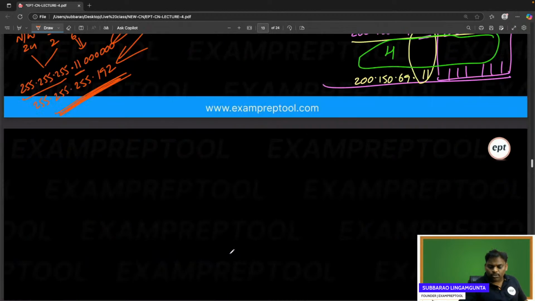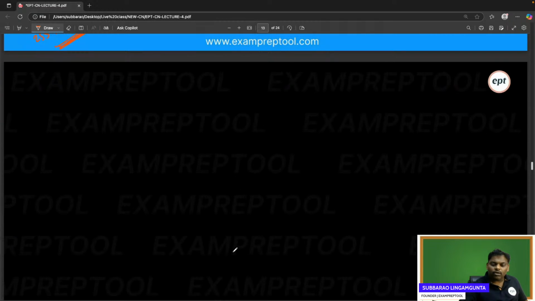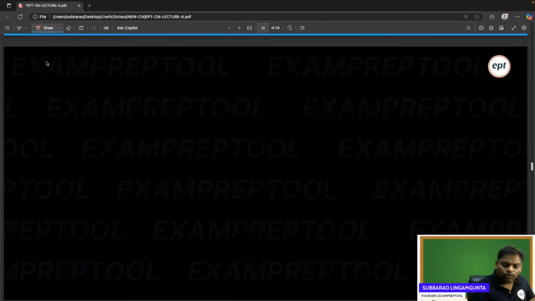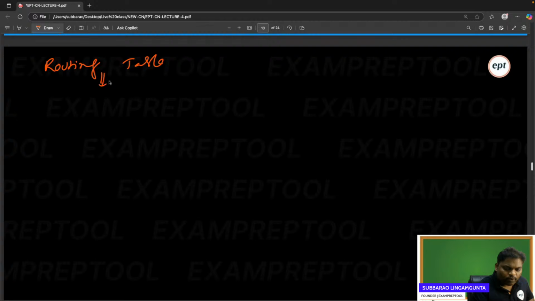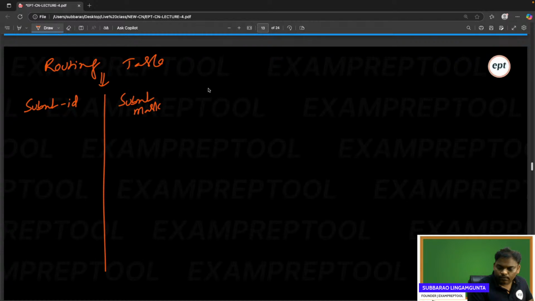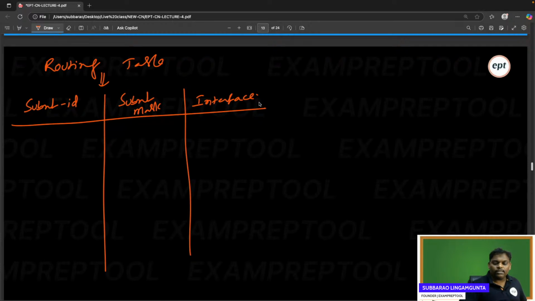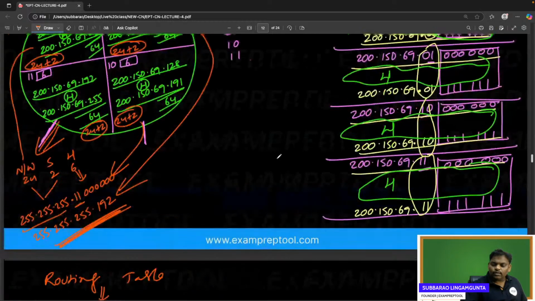Now observe what is happening. Everyone listen, now I am constructing the routing table. Can you observe clearly what is happening? It is the subnet ID, it is the subnet mask, and it is the interface. Careful, everyone.